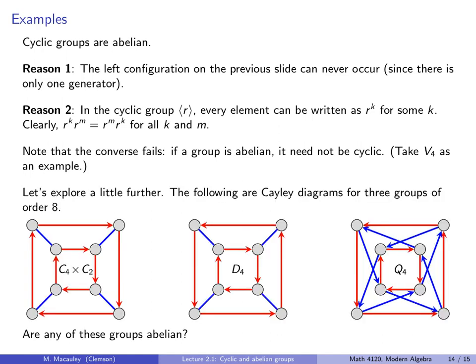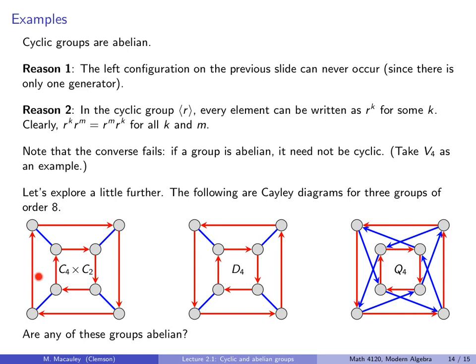Let's explore this a little further. The following are Cayley diagrams for 3 groups of order 8. So this is a group called C4 cross C2. We'll talk about what that means later. It's actually called a direct product. So this is a group we have not seen. And these are 2 groups that we have seen. This is the dihedral group, and this is the quaternion group. Are any of these groups abelian?